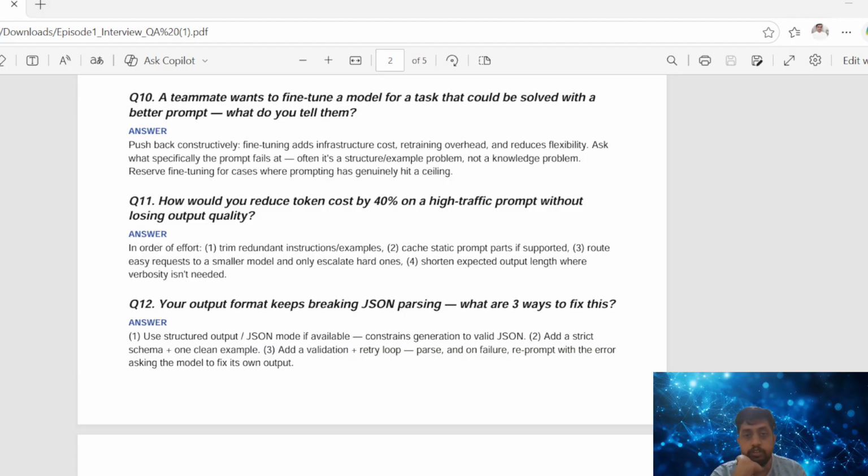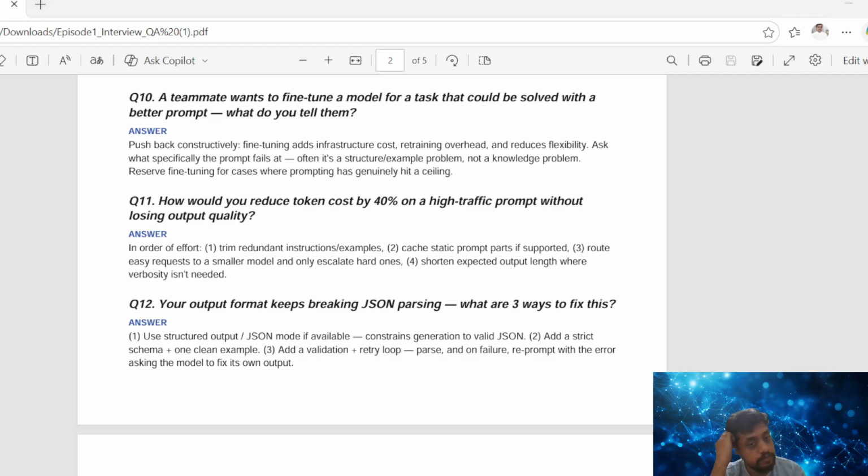Okay, so in order to do this, we need to trim the redundant instructions. For example, if there are any, you should trim them. Cache small static prompt parts if it's supported, route easy requests to a smaller model and escalate hard ones, and shorten expected output length where verbosity isn't needed. So in this case, you have 4 criteria to do that. That is what is shown in the answer.